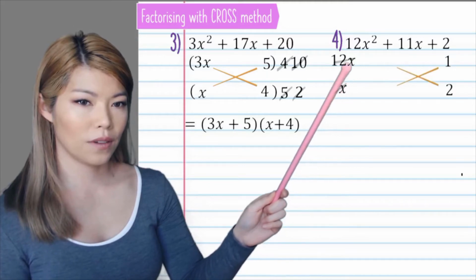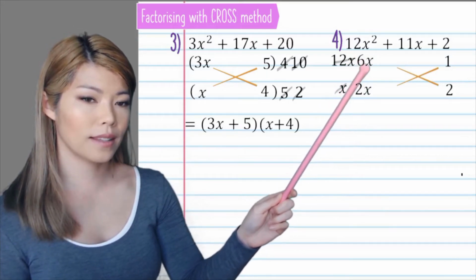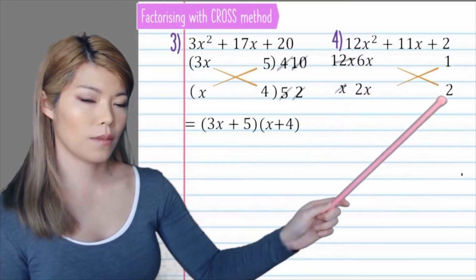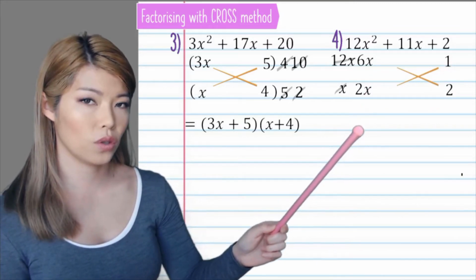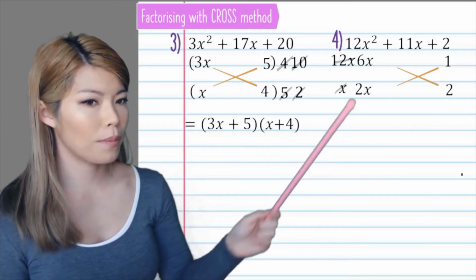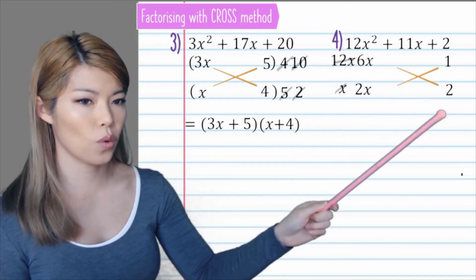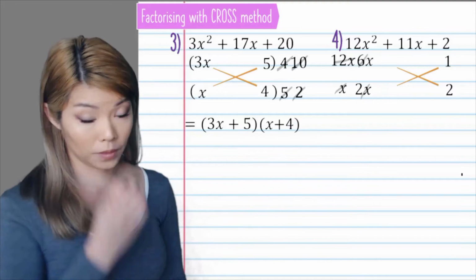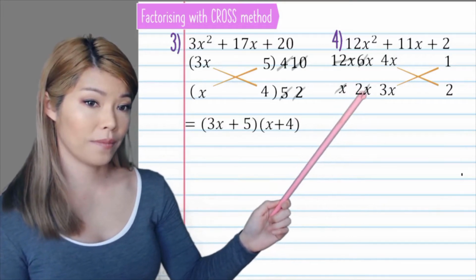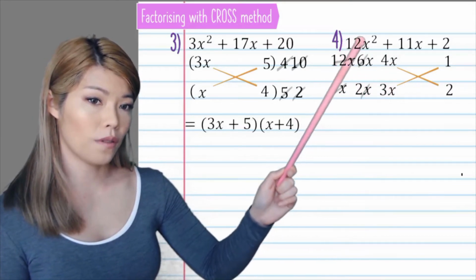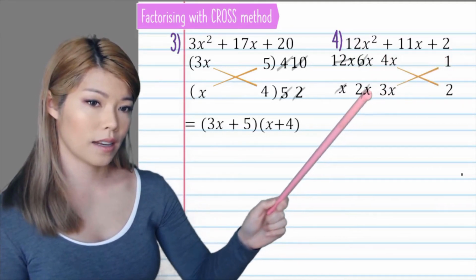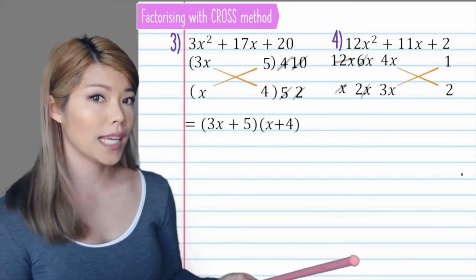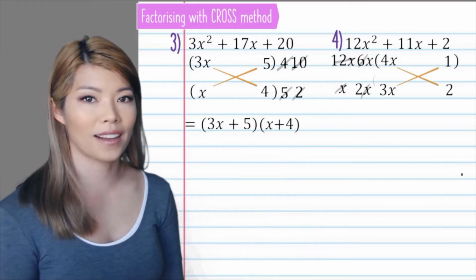So we need different factors. What about 6 and 2? Now 6 times 2 is 12, and then 1 and 2 is 2. It's getting closer, but not quite 11, because 12 plus 2 is 14. What about 4 times 3? 4 times 3 is 12. Right, so 4 times 2 gives us 8, and the other line, 3. 8 plus 3 is 11. So those are our factors.